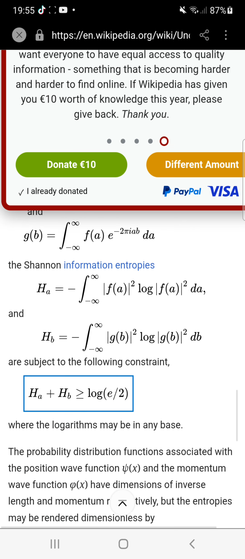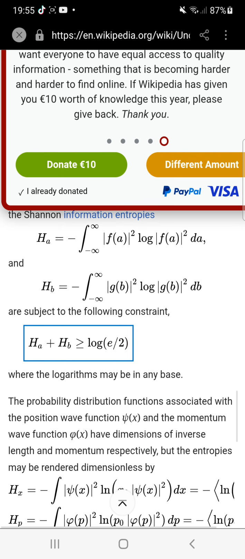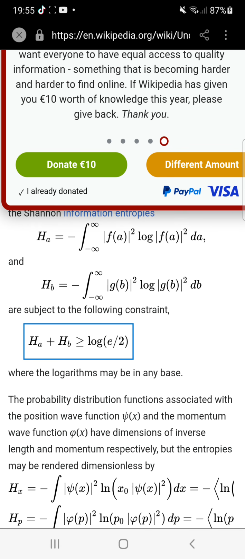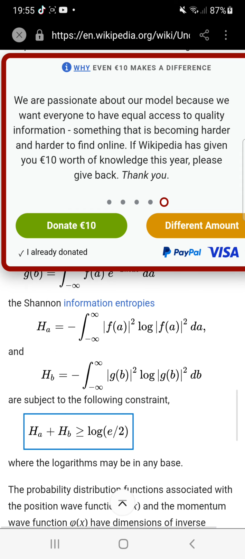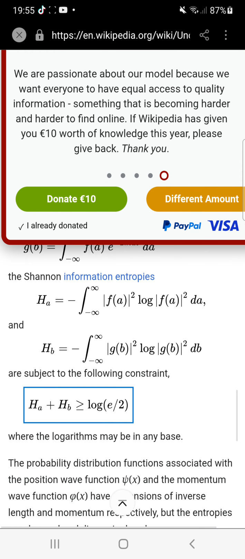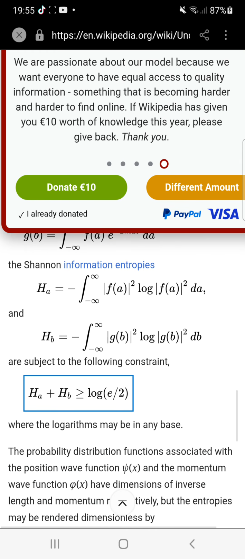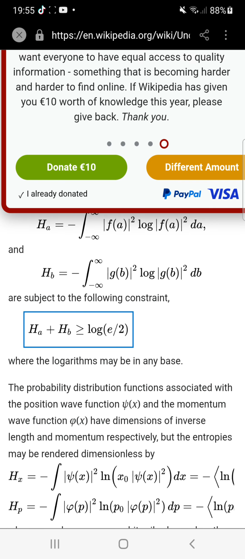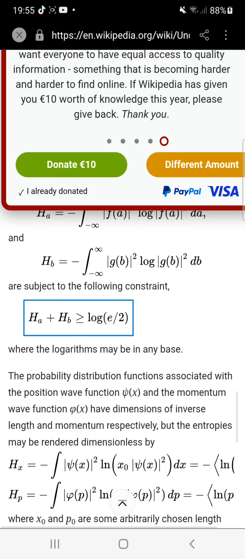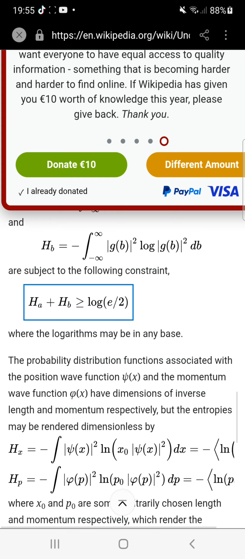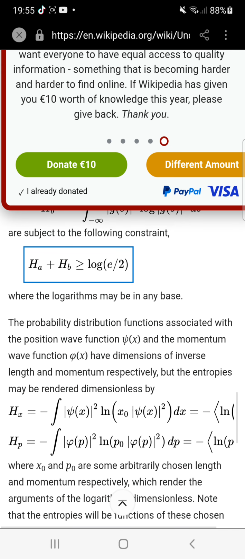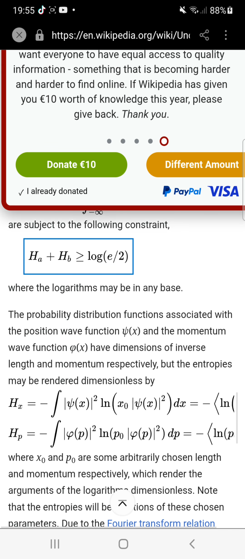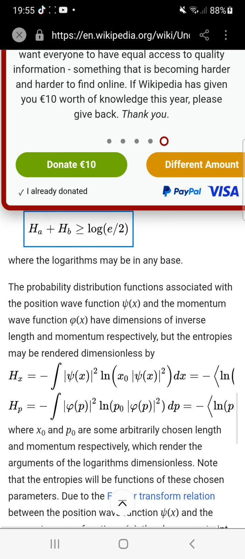The Shannon information entropies H(A) equals minus the integral from minus infinity to infinity of f(a) squared logarithm f(a) squared da, and H(B) equals minus the integral from minus infinity to infinity of g(b) squared log g(b) squared db, are subject to the following constraint: H(A) plus H(B) greater than or equal to logarithm e divided by 2, where the logarithms may be in any base.